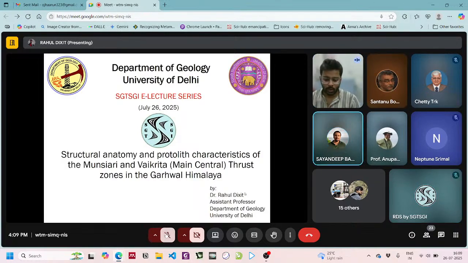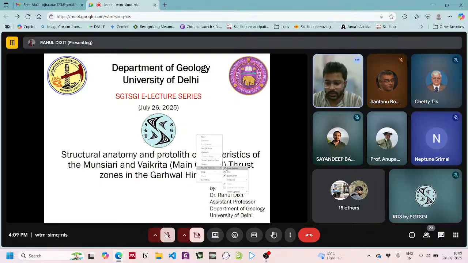Okay, so today the topic of my presentation is the structural anatomy and protolith characteristics of the Munshiari and Vakrata, which we also call the Main Central Thrust, in the Garhwal Himalaya.